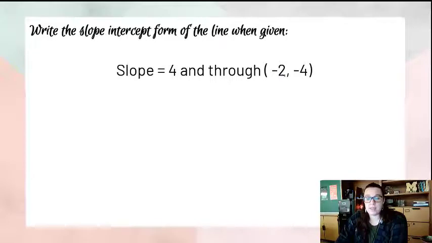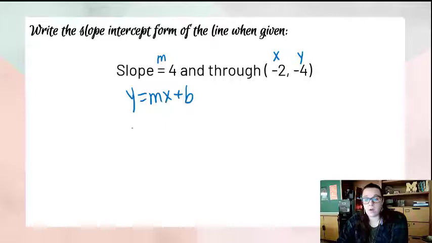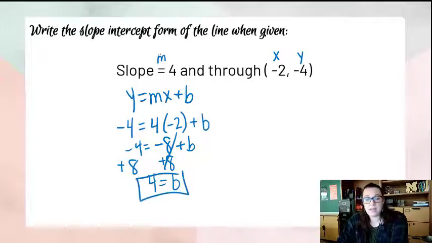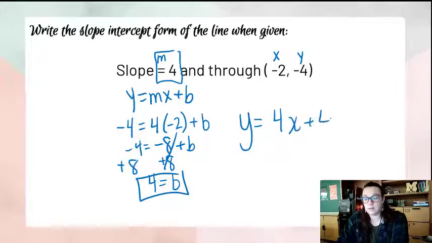Here's another one. The slope is 4, and it goes through the point (-2, -4). So I've got my m, an x, and a y. In y equals mx plus b, I'm going to plug those numbers in. y is -4, m is 4, x is -2, and I don't know b. Multiply here: 4 times -2 is -8. And I can add the 8 to both sides so that I can simplify and get 4 equals b. I now have b and m, so I can write my equation. y equals 4x plus 4.